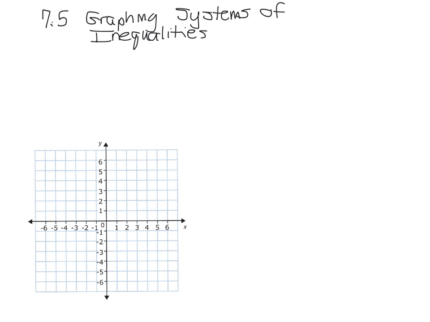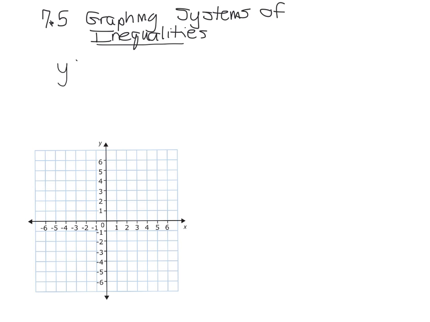All right, in 7.5, we're graphing systems of inequalities. So in 7.1, we graphed systems of equations, which were just lines. Now we're going to do inequalities, which means we're going to have greater than or less than and shading. So you're basically remembering things from chapter 5 and from chapter 6 to do this.